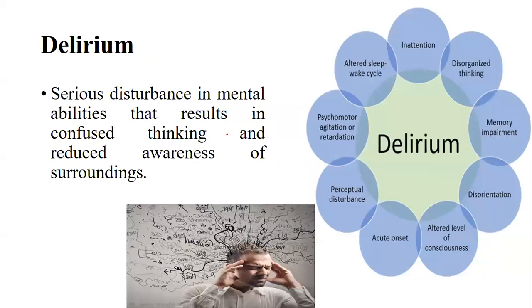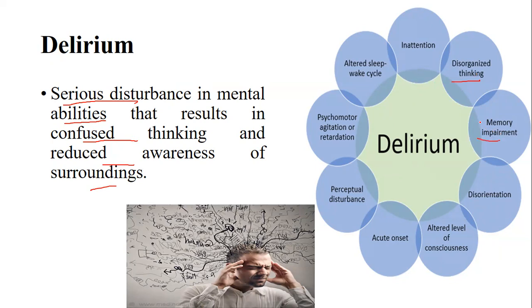Delirium: we know that floxylation is a characteristic feature seen in delirium. So we should know the meaning of delirium. It is a serious disturbance in mental abilities that results in confused thinking and reduced awareness of the surroundings. The patient is not at all aware of what is happening around them and is always in a confused mental status. They have features like inattention, because they are not aware of the surroundings, and they are not able to attend to the activities they are doing.